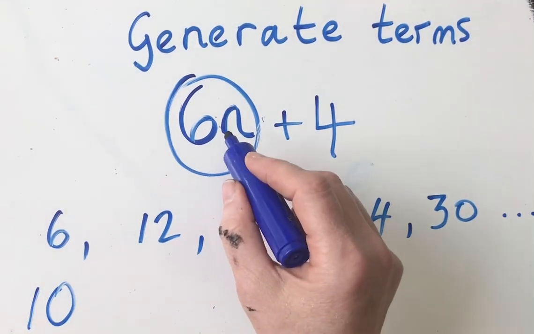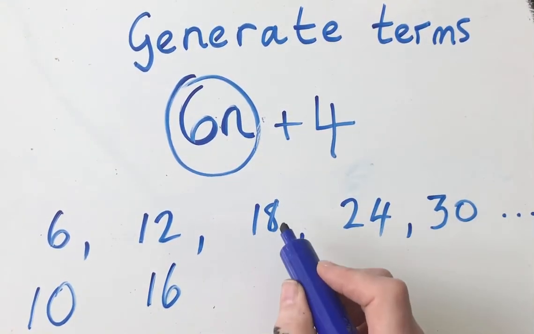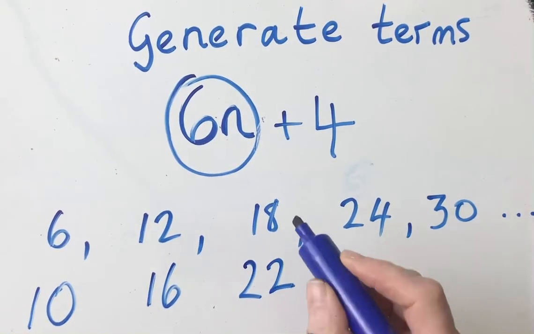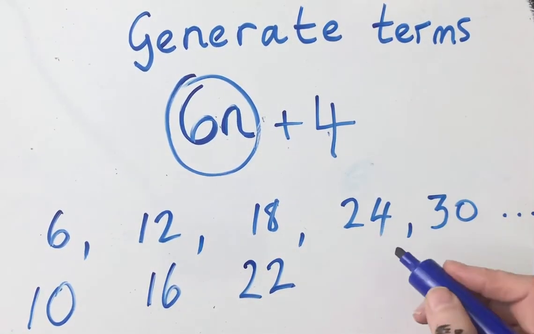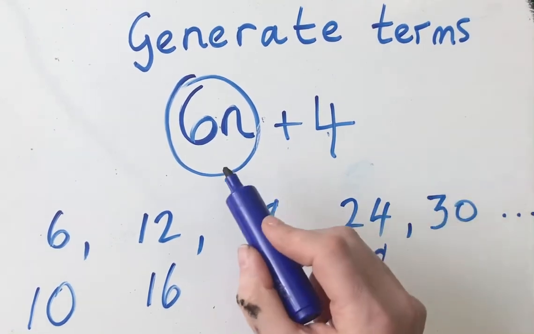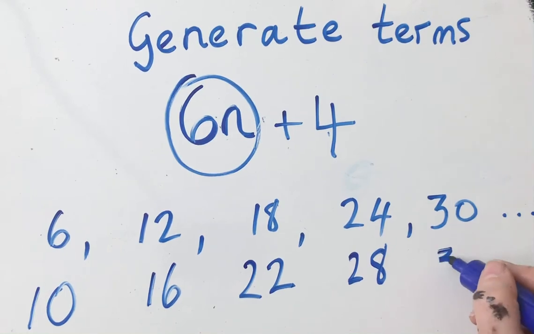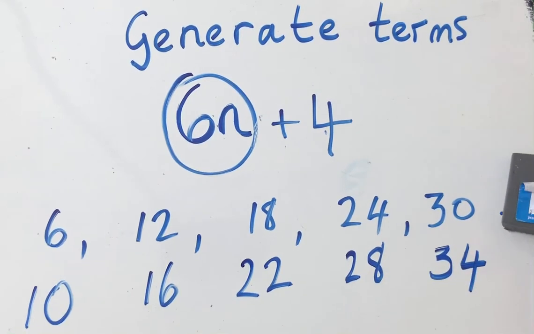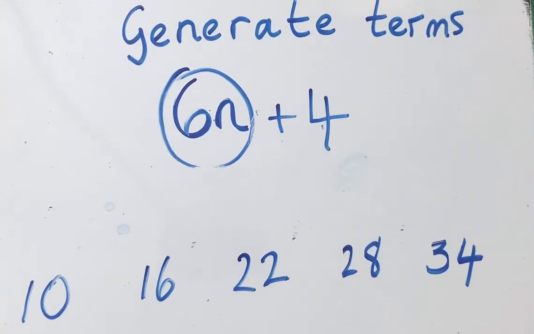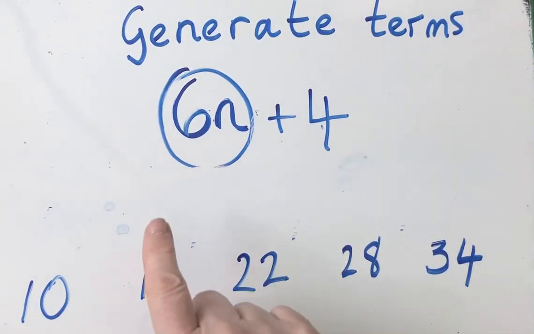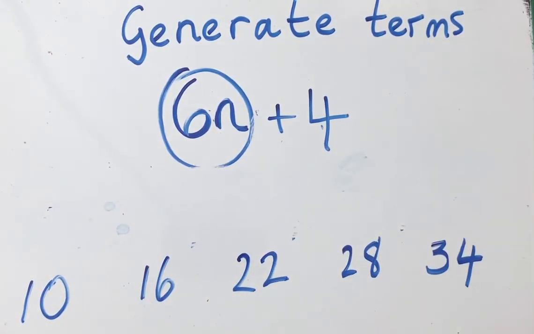6 2s are 12. 12 add 4 is 16. 6 3s are 18. 18 add 4 is 22. 6 4s are 24. 24 plus 4 is 28. And 6 times 5 is 30, 30 plus 4 is 34. So really, the sequences are just times tables in disguise. This one is 6 ones plus 4, 6 times 2 plus 4, 6 times 3 plus 4, and so on.